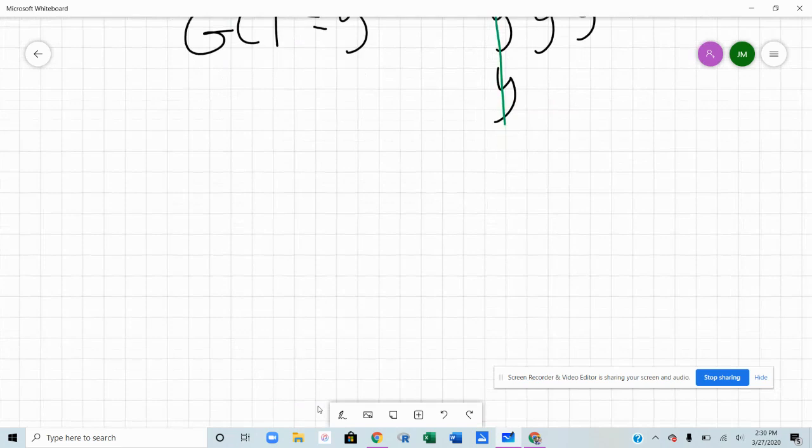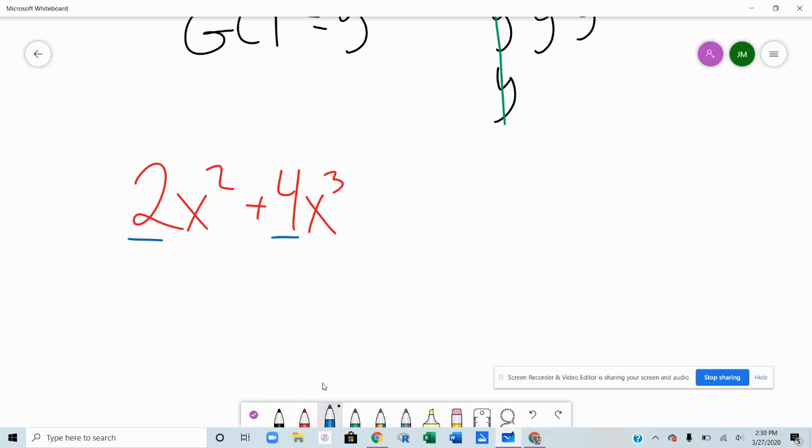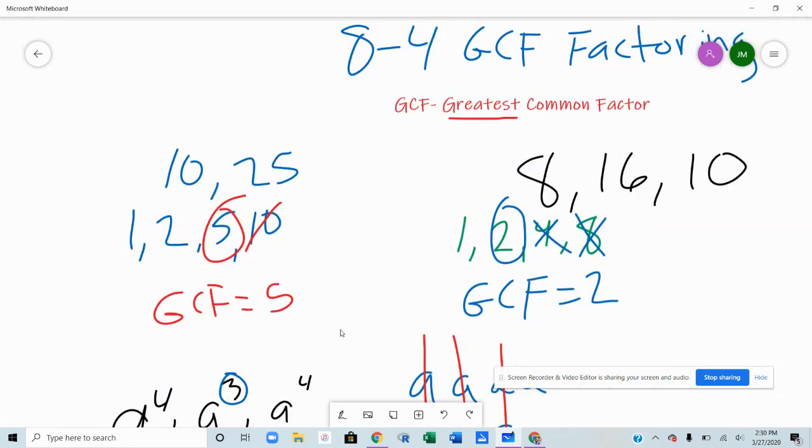Okay. Now let's put it together and find the GCF of terms. So let's say I have 2x squared plus 4x to the 3rd. So you look at each of the parts. You look at your numbers, and then you look at your variables. So you start with the GCF of the numbers, 2 and 4. The GCF of 2 and 4 is 2. 2 can divide 2, and 2 can divide 4. Just like we did up here at the top, if you weren't sure, you can list your factors and then find which one has in common with 4 also.